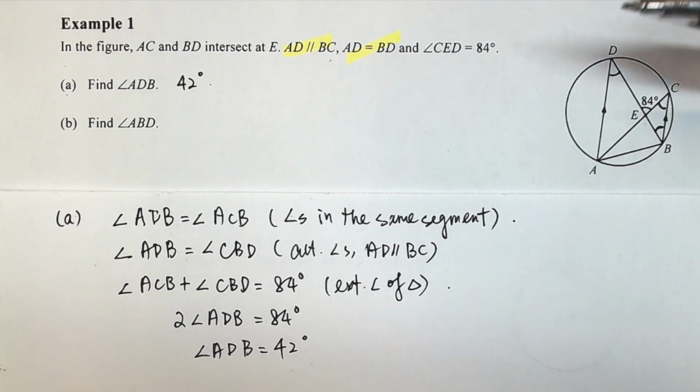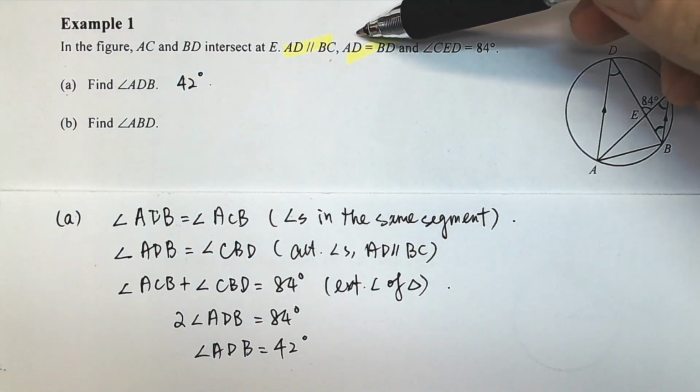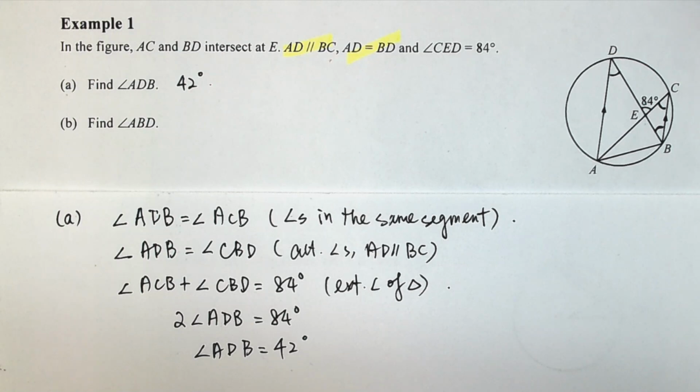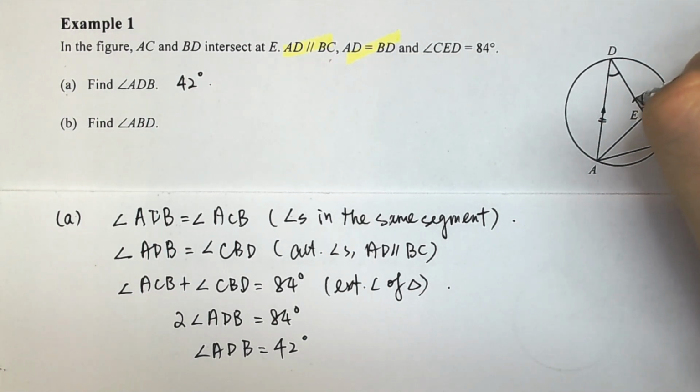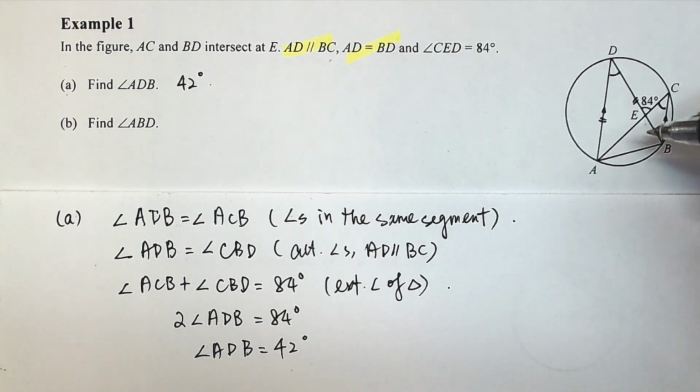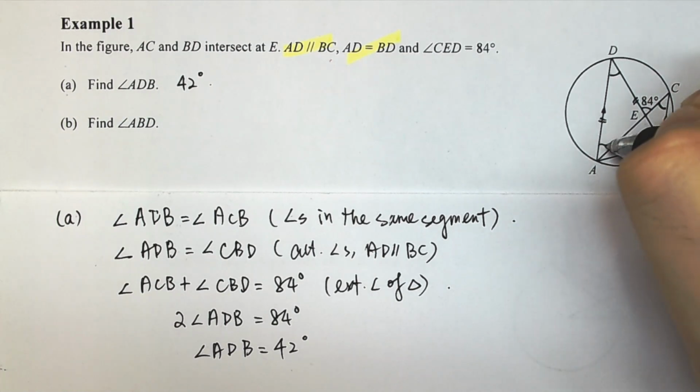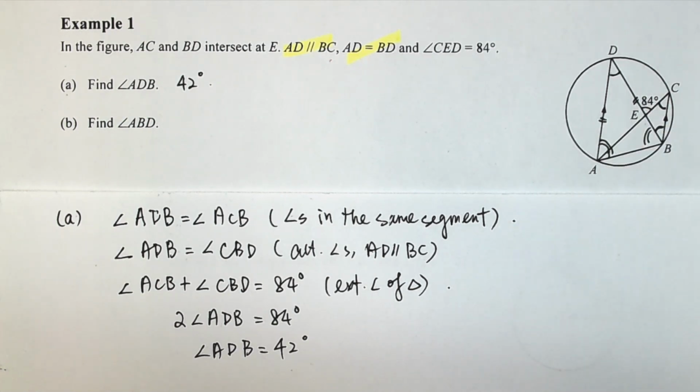Now for part B, you need to find angle ABD. Angle ABD, we still haven't made use of the fact that AD is equal to BD. When AD is equal to BD, we have an isosceles triangle, and the angle ABD is one of the base angles. And if we have found angle ADB, then it's pretty obvious that you need to use angle sum of triangle. But be careful, it's difficult for some of you to express this kind of situation correctly.